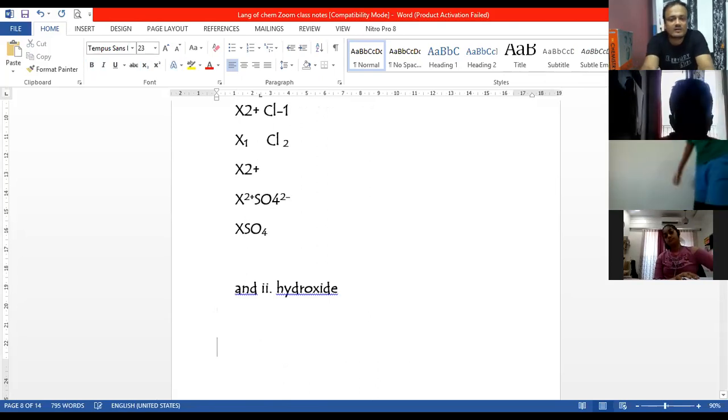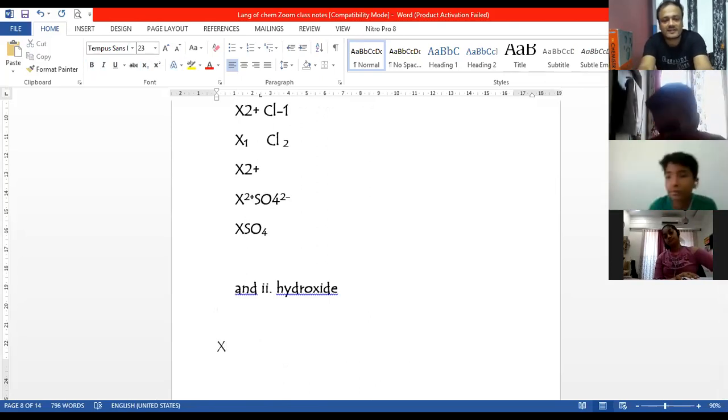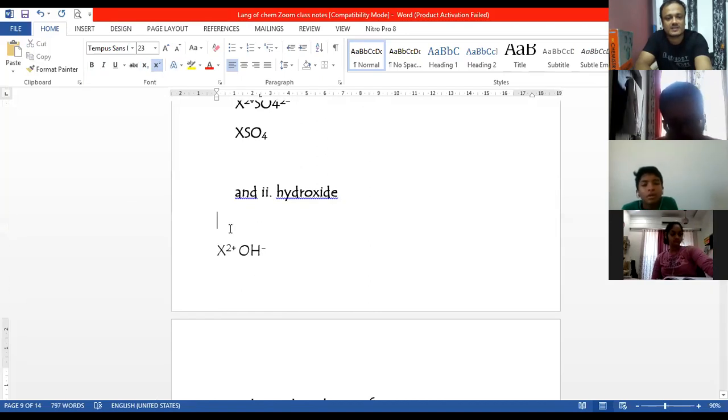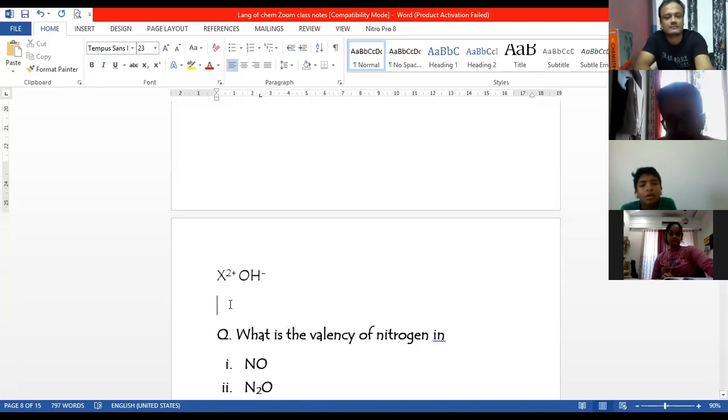And going for hydroxide, valency of X is taken as 2 plus. Okay, so X2 plus, and then we have hydroxide. The formula of hydroxide is OH, and the valency of OH is 1 minus. So I'll write it like this. Now, this becomes exchange of valency. So I'll write X over here. Valency of OH is 1. So I'll be writing 1 below X. So this will be like X1.